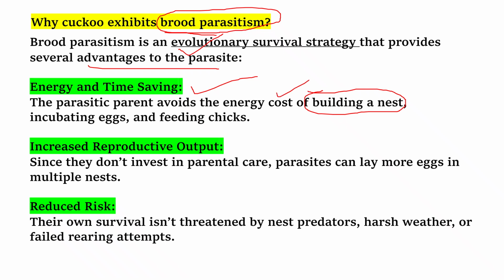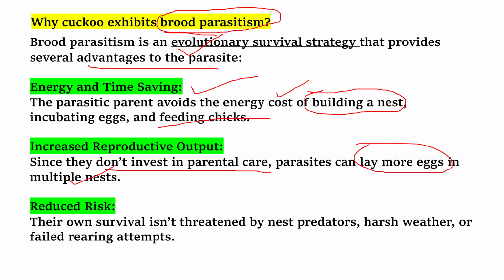She will get a ready-made home. Incubating the eggs, feeding the chicks, all these tasks will be performed by the host. So these tasks the cuckoo doesn't have to perform. So it will save her time and energy, and increase reproductive output. So they don't invest in parental care. The parasite can lay more eggs in the meantime. So in multiple nests she can put her eggs.